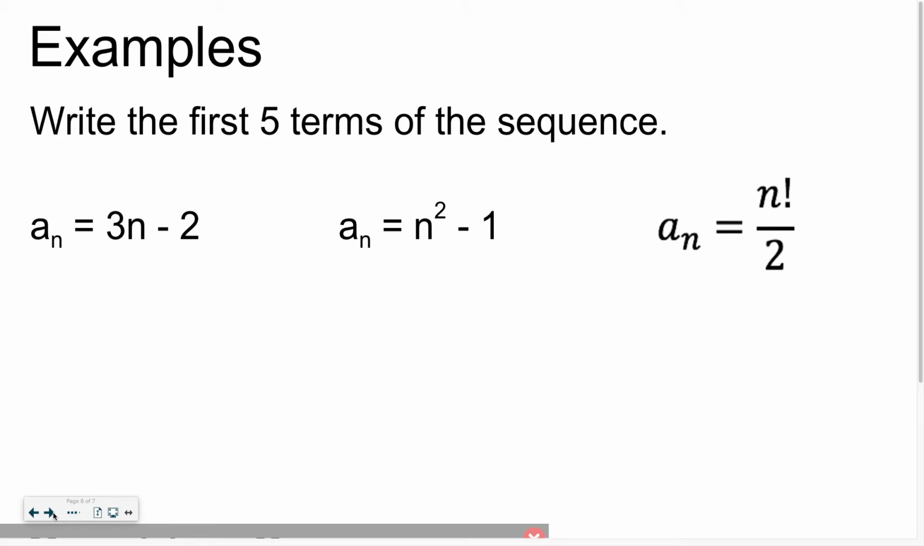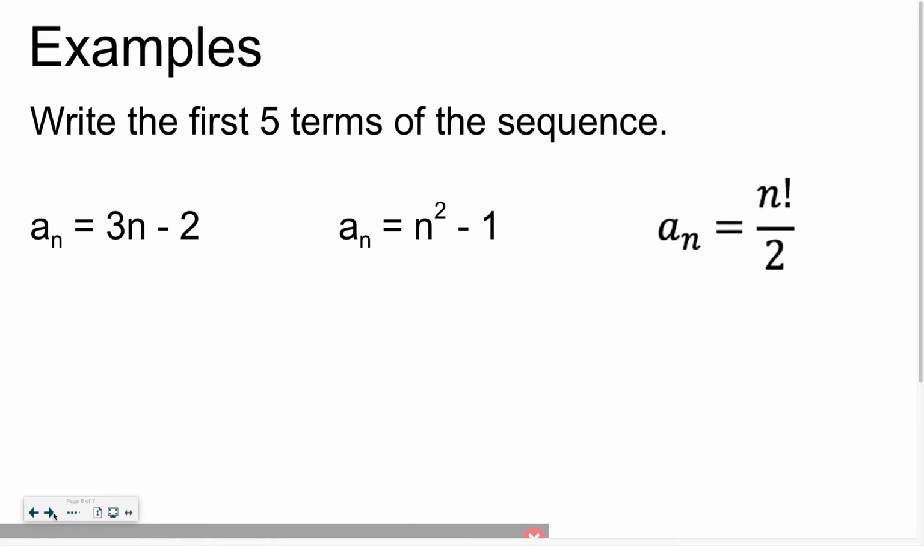Okay, so these are sequences where the rules are already provided. These rules are examples of explicit rules. Don't they just kind of look like regular old functions? Well, some of them look like regular old functions. This one maybe doesn't. But we know what to do with that. It's asking us to write the first 5 terms of the sequence.